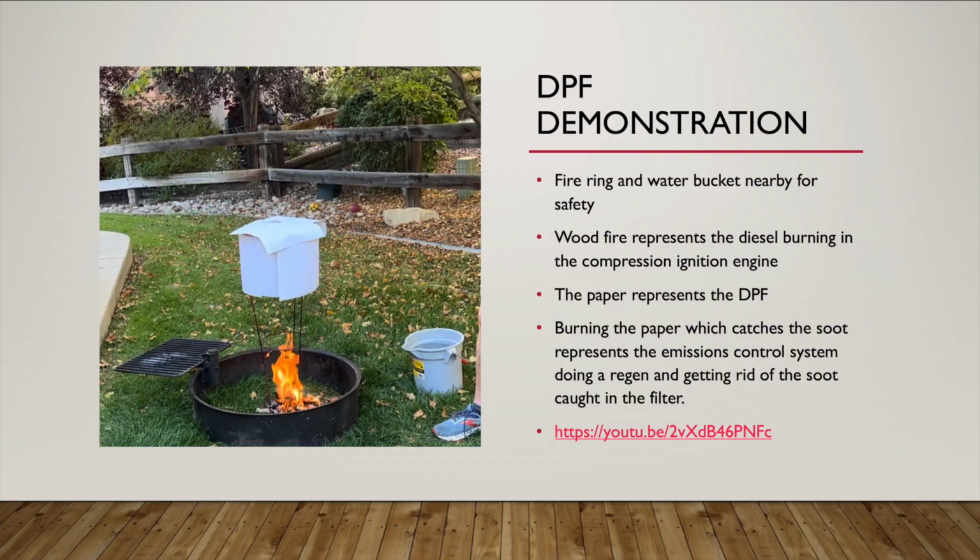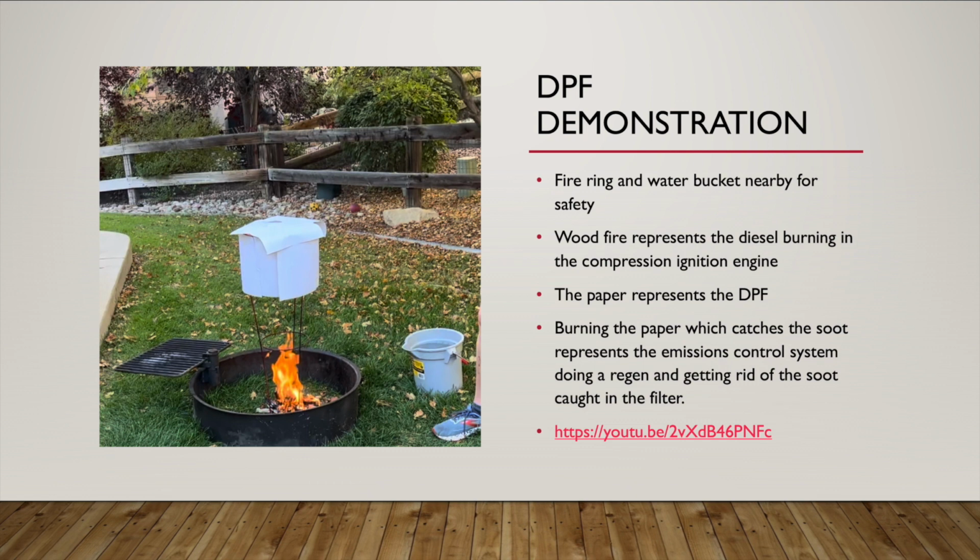So the demonstration that we're going to do today is a demonstration of how a diesel particulate filter works. The setup that we're going to have is a fire ring and then essentially a tomato plant ring to hold the paper on top. The paper on top is going to represent the diesel particulate filter. It's going to catch all of the particulate as it floats up, but let the exhaust gases go through.